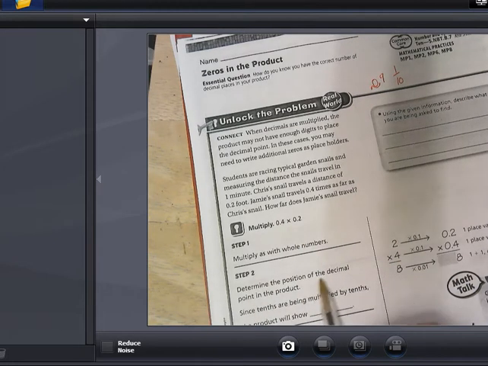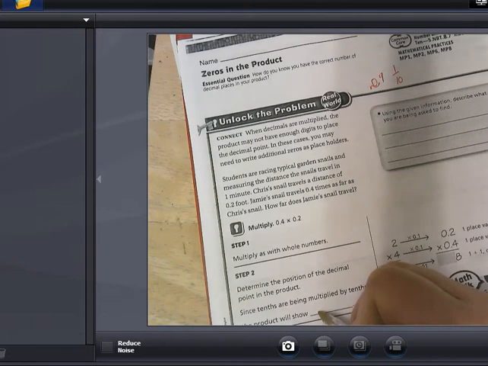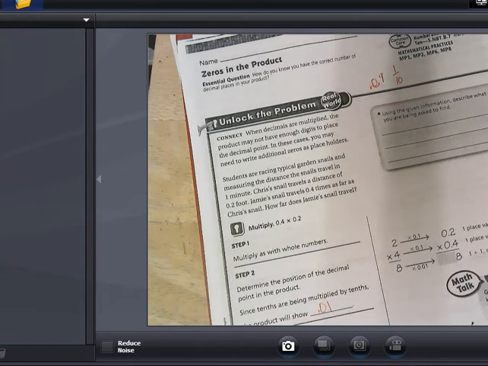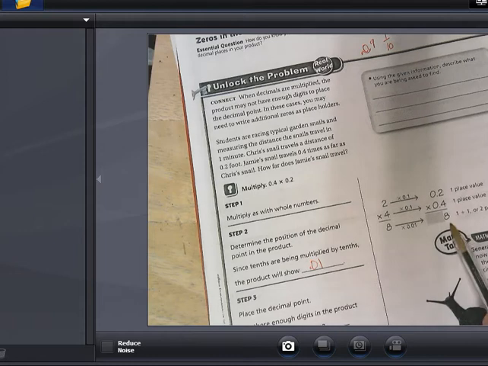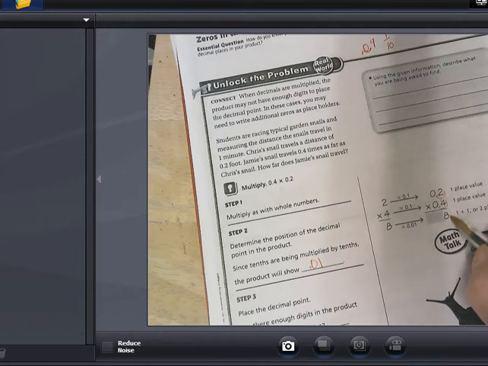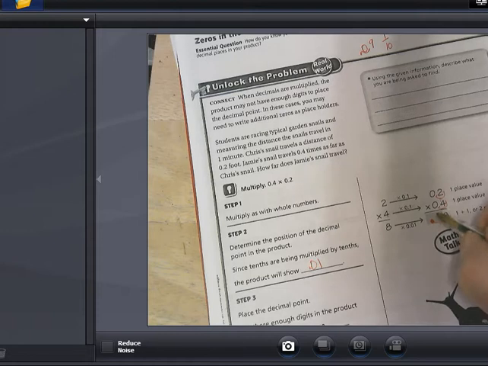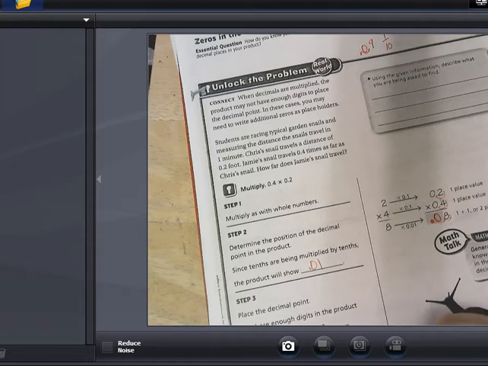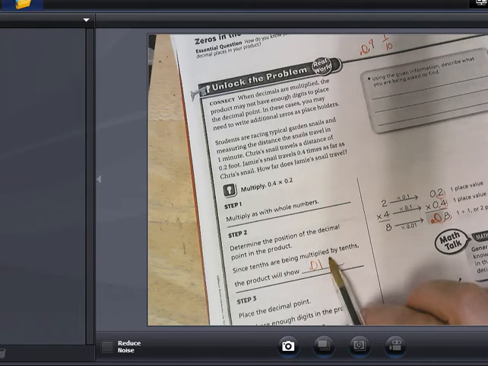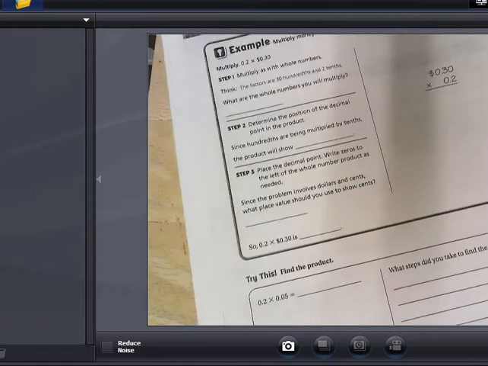So determine the position of the decimal point. Since tenths are being multiplied by tenths, we need to show hundredths. So if I look here and I multiply it, I have an 8. Well, remember what I said about 1, 2 out, 1, 2 in? What am I going to put to hold that spot so my decimal doesn't slide over to the 8? I'm going to put a 0, and it's 8 hundredths. And that makes sense because we have to be in the hundredths, because a tenth times a tenth is a hundredth.